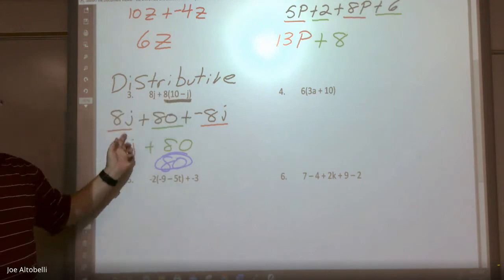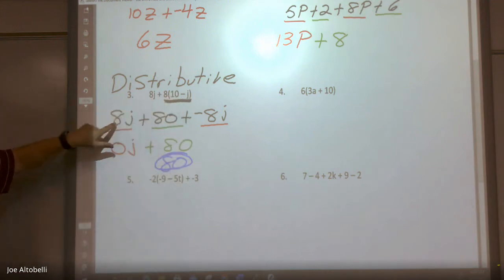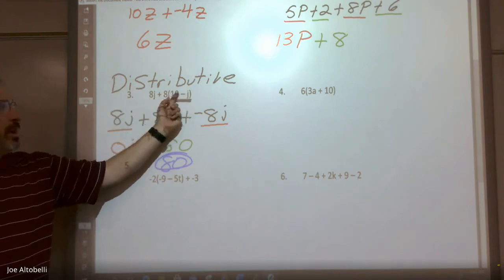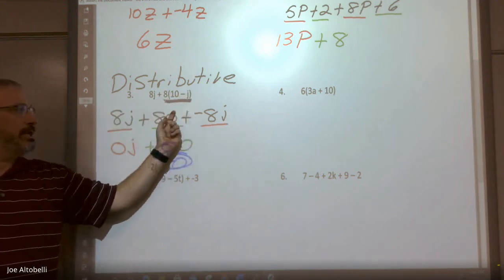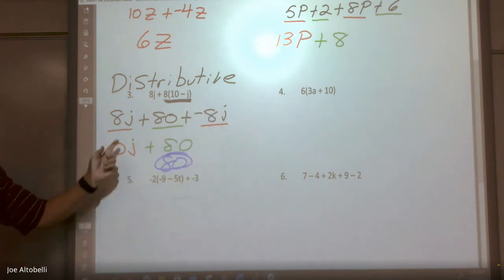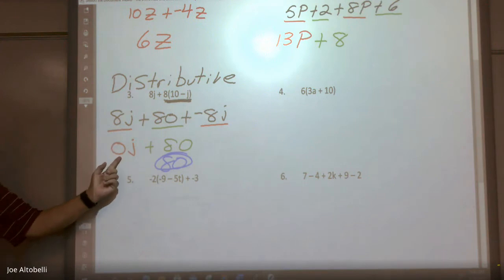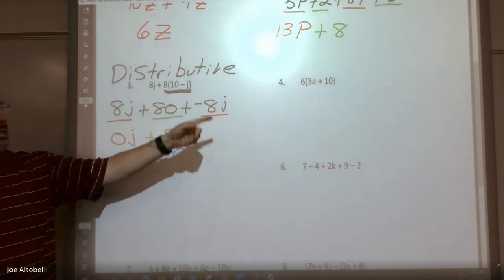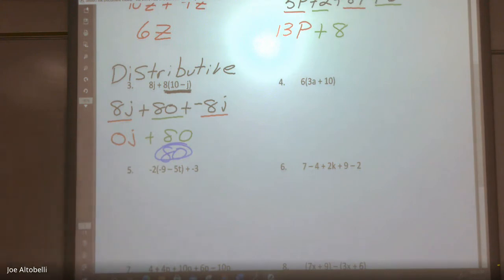Questions on how to go through this now. Notice the 8j just stayed out front. And I did my distributive property. I changed my subtracting to adding the opposite. Combined like terms, which is just 0. So I get 80. Go ahead, number 4.